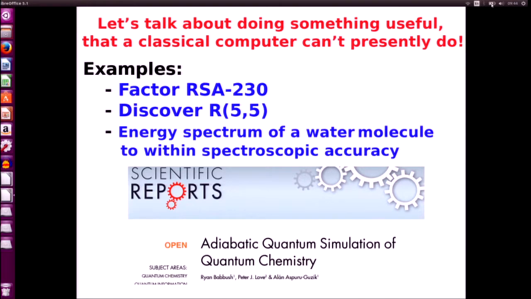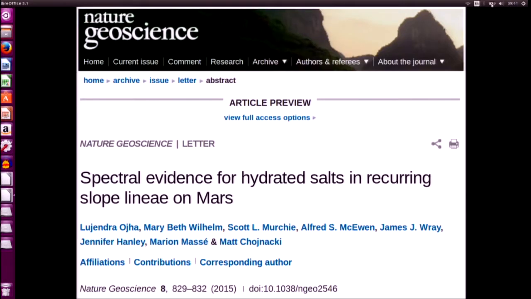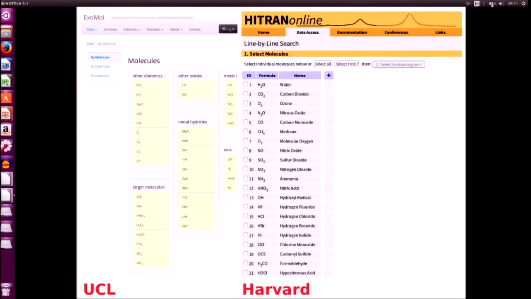Perfect. Okay, yeah, so why would we want to calculate the energy spectrum of a water molecule to spectroscopic accuracy? We use spectroscopy to detect water on different planets. This was published in Nature Geoscience. I think geo means Earth, but this is about Mars. There's not yet Nature Martian Science, but maybe one day there will be. So this is the ExoMol project at UCL. That stands for exoplanet molecules. This is the Hytrin project at Harvard.